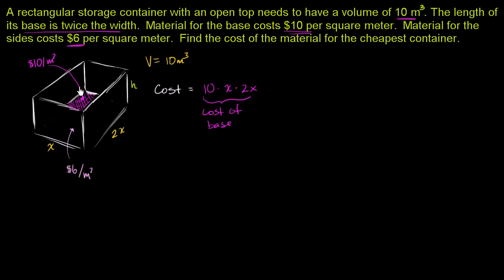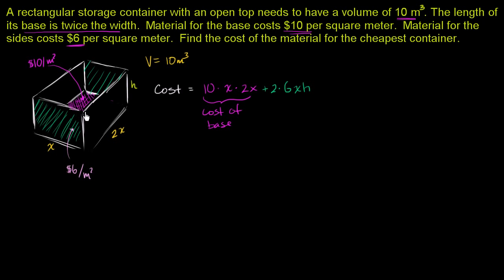Well, the different sides are going to have different dimensions. You have this side over here and this side over here, which have the same dimension. They both have an area of x times h. And then our material is $6 per square meter. So it's 6 times x times h would be the cost of one of these side panels. But for two of them, we have to multiply by 2. So plus 2 times 6 times x times h.